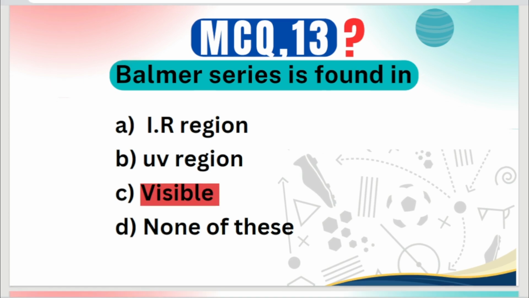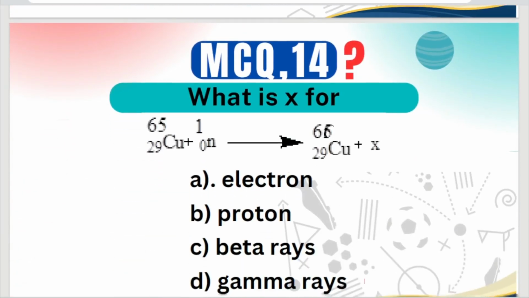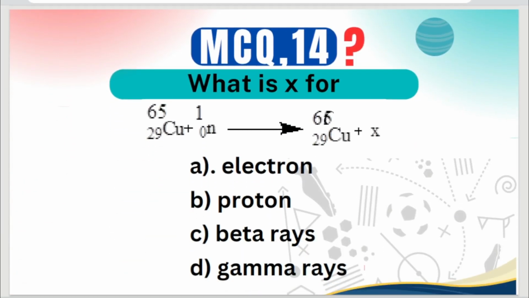Now the last question is 14, which is: what is X value? Here the given equation is one in which a copper atom is struck by a neutron, and copper 66 is produced, and some rays are also generated during this process. And what is the ray? So what would be the value of X?